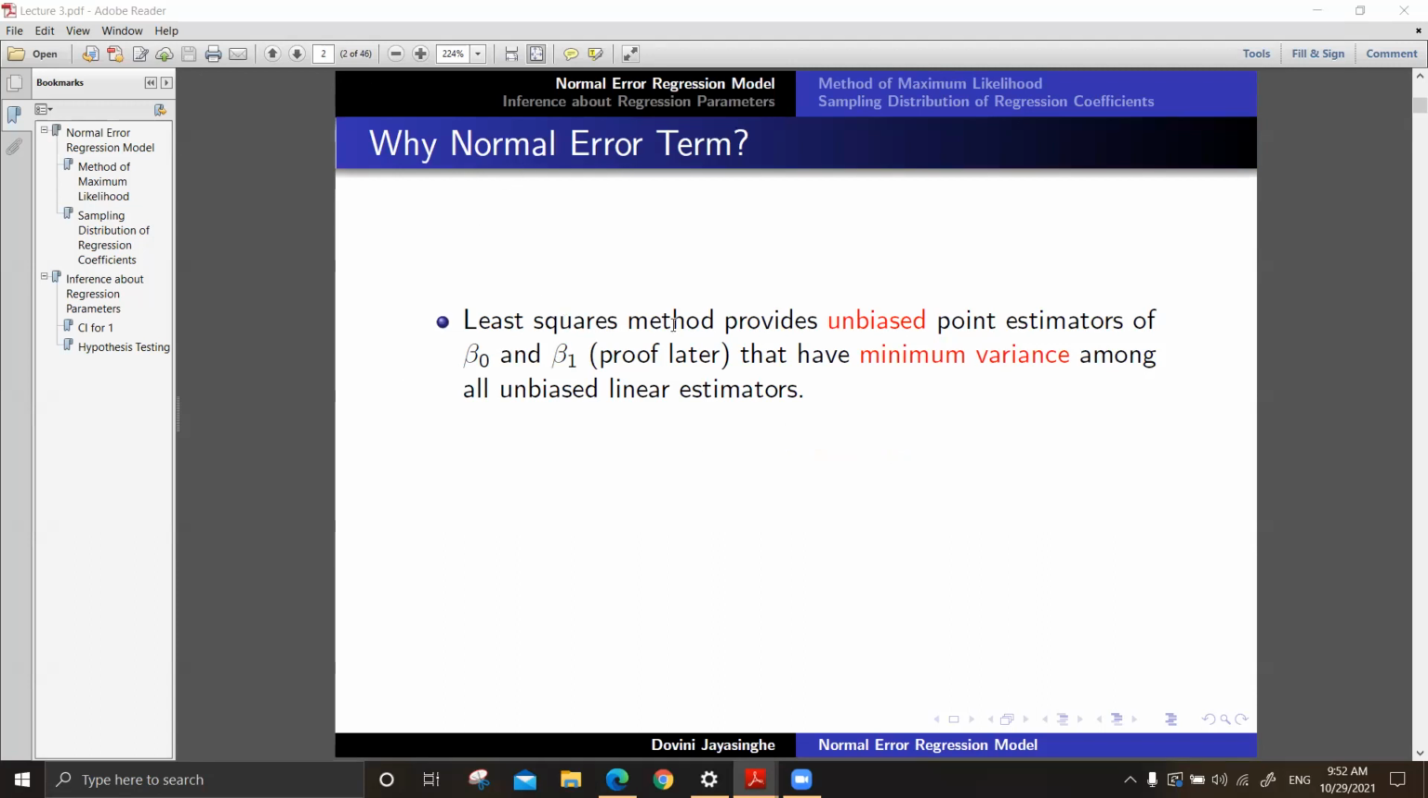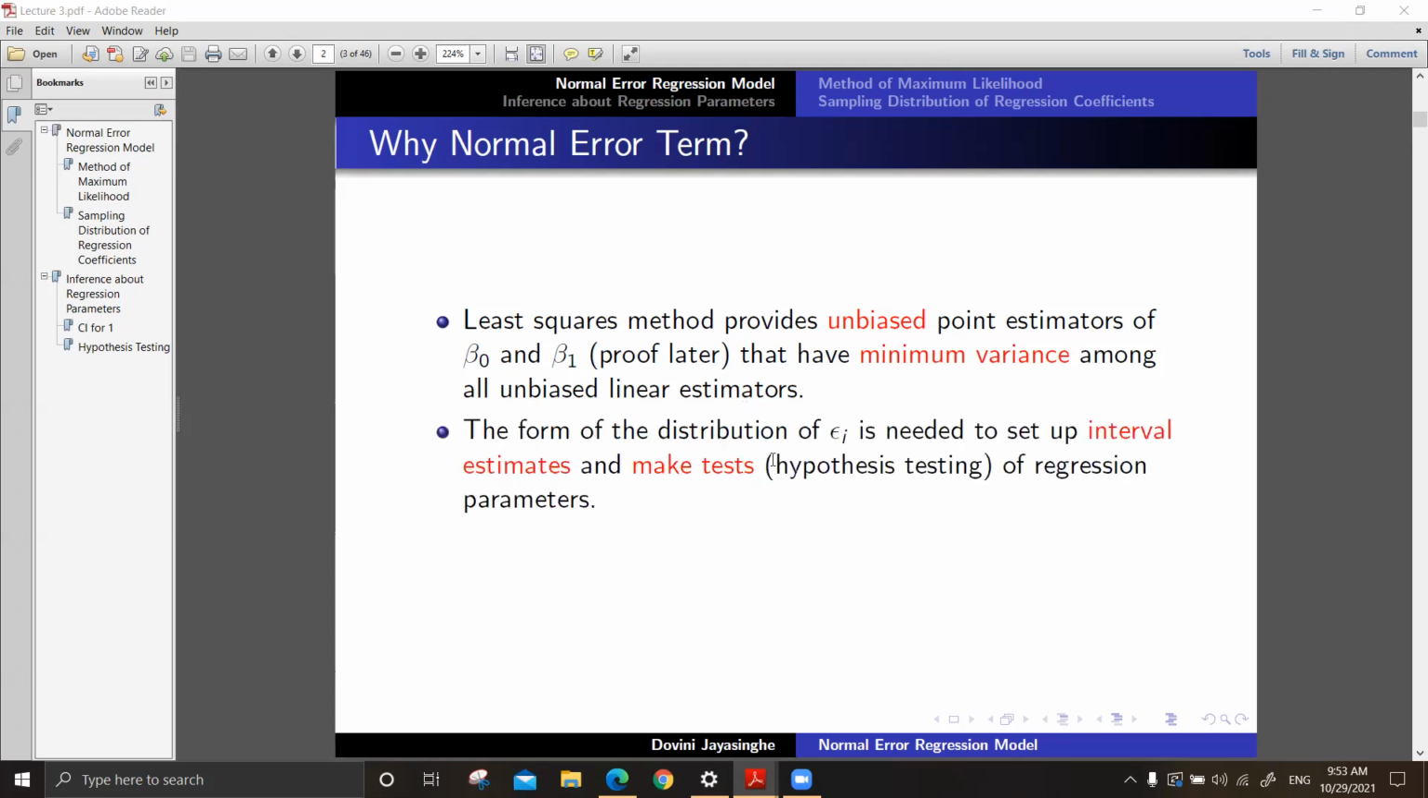Least squares method provides an unbiased point estimator. We discussed that last time, why we use least squares estimators for estimating beta naught and beta 1. And also they have minimum variance among all unbiased linear estimators. So the proof you can do later. I won't be questioning any proof at the exam. You can do all of them as an exercise, but proofs are important. I'll tell you at the time.